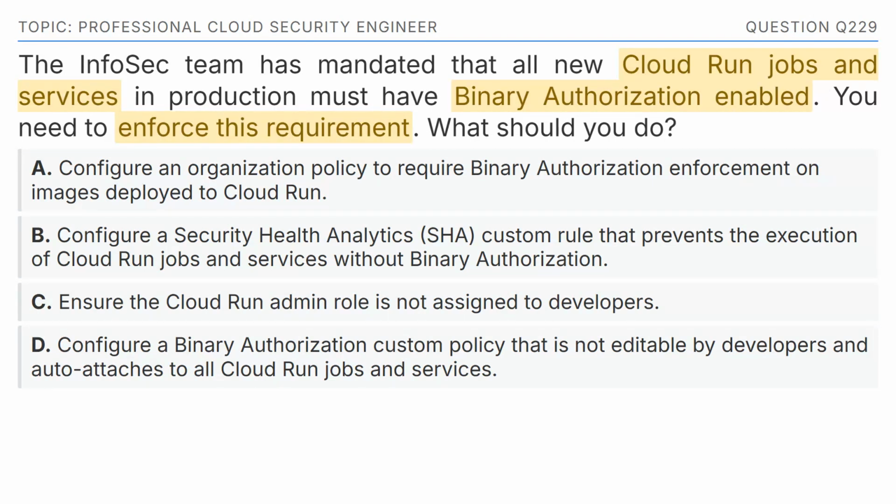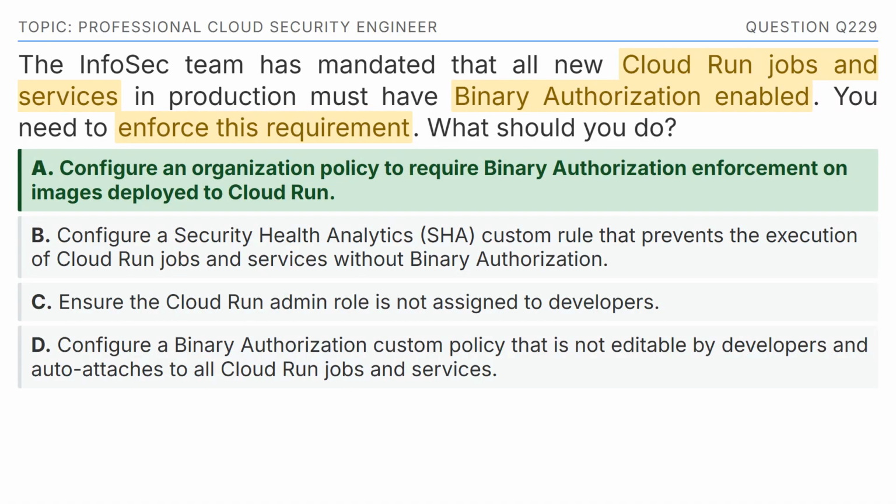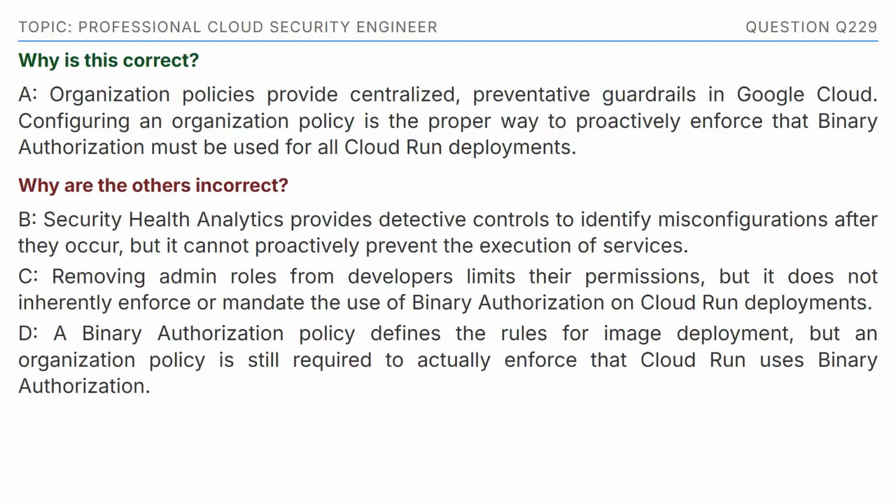To arrive at the correct answer, we focus on the keywords: Cloud Run jobs and services, binary authorization enabled. Enforce this requirement. The correct answer is option A, configure an organization policy to require binary authorization enforcement on images deployed to Cloud Run. Why is this correct? A. Organization policies provide centralized, preventative guardrails in Google Cloud. Configuring an organization policy is the proper way to proactively enforce that binary authorization must be used for all Cloud Run deployments. Why are the others incorrect?